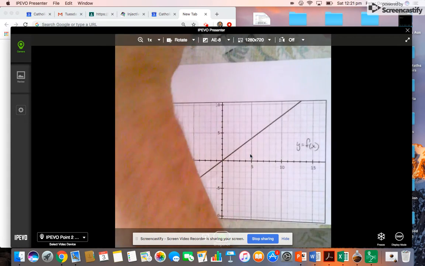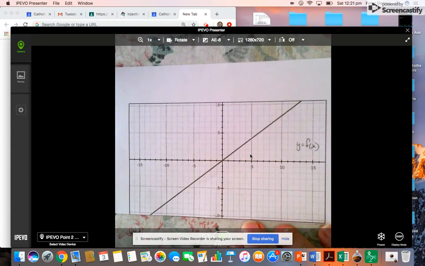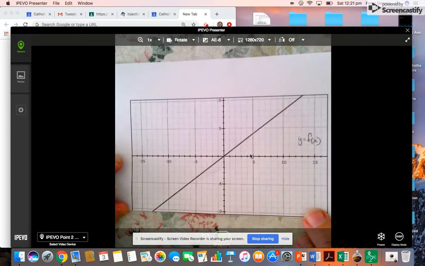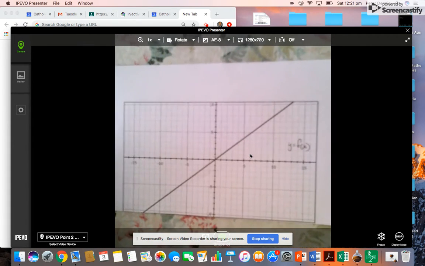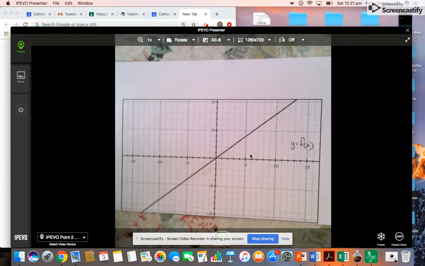Okay, so in this one, we're going to look at how different graphs are manipulated. So I'm just going to look at different functions and what happens to them when we change the function a little bit. So in this first one, we're looking at y equals f of x. Now it's not a normal straight line.